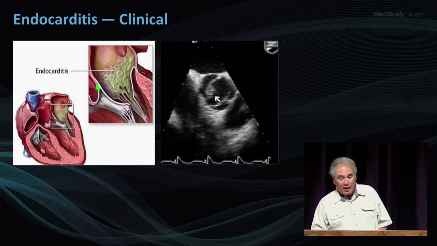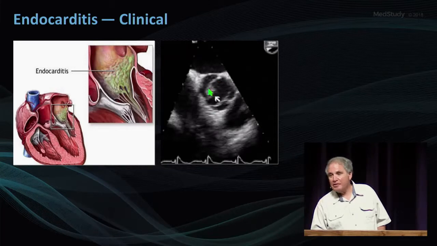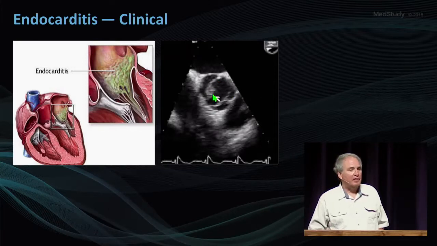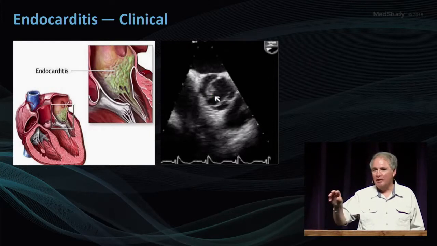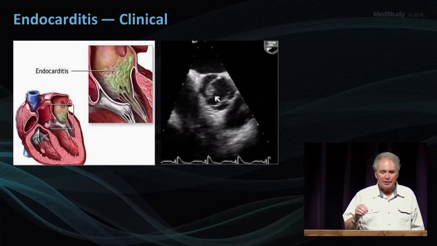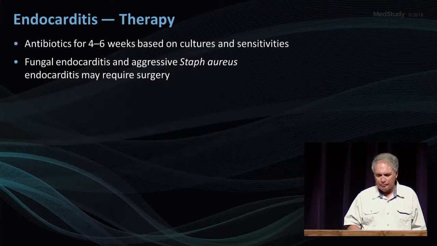Here's a diagram of an endocarditis vegetation occurring on one of the cardiac valves, the mitral valve. And here's an echocardiogram of an aortic valve. This is a bicuspid aortic valve, and I think you can see this vegetation sitting on the aortic valve. So echocardiography can be helpful in establishing the diagnosis of infective endocarditis.